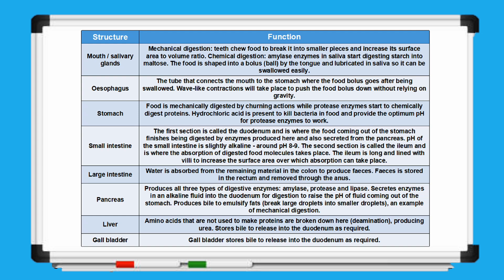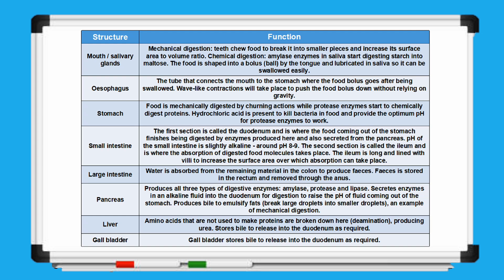The pancreas produces all three digestive enzymes, amylase, protease, and lipase. It secretes these enzymes in an alkaline fluid into the duodenum to neutralize the acidic fluid coming from the stomach. It also produces bile, which emulsifies fats, breaking large droplets into smaller ones. That's a form of mechanical digestion.